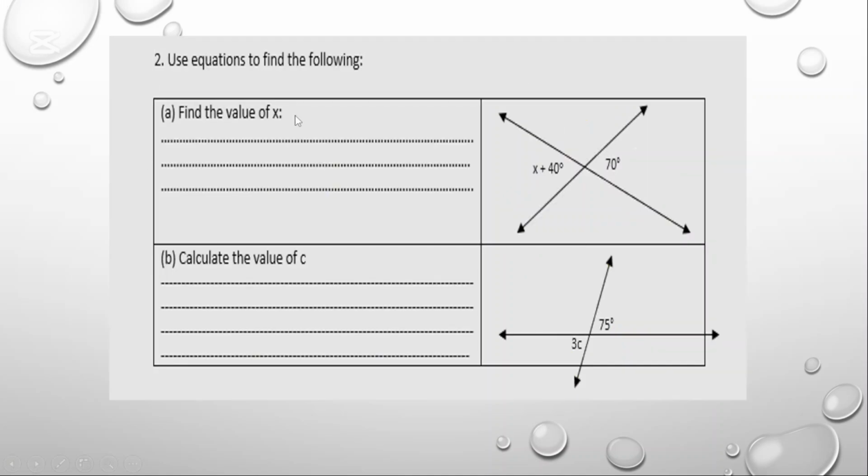Find the value of X. You can use your equation. X plus 40, we know is equal to 70. And you continue from there. Calculate the value of C. 3C is equal to 75. 3 times what is 75? And you work out your answer.